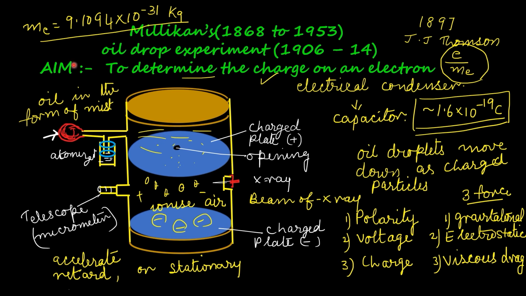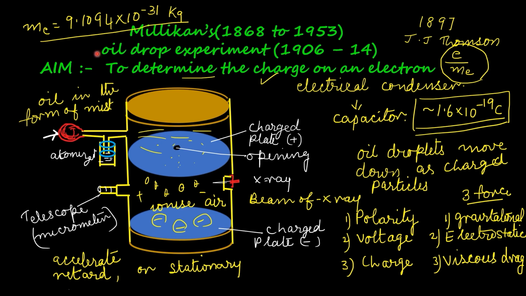So this is a very classic experiment which helped to find out the charge on an electron, and from that, by J. Thomson, the mass of the electron was also calculated. We do not need the derivation in our syllabus, so we are not going into the details of that.